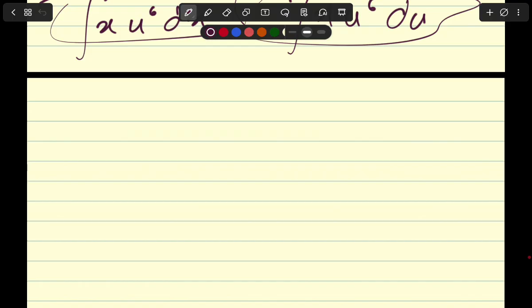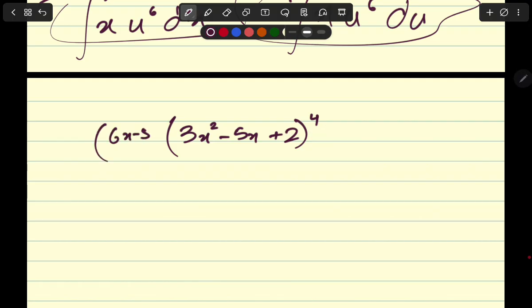Now let's try to do an example which has an exact derivative outside. So if I give you 3x squared minus 5x plus 2 to the power of 4, and of course you cannot spend your entire 45 minutes expanding it in the exam, and you see that there is a 6x minus 5 multiplying to it, and you're asked to integrate this entire messy expression with respect to the variable x.